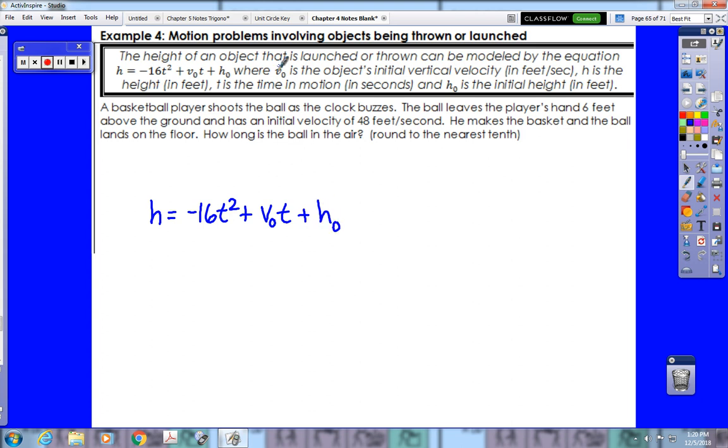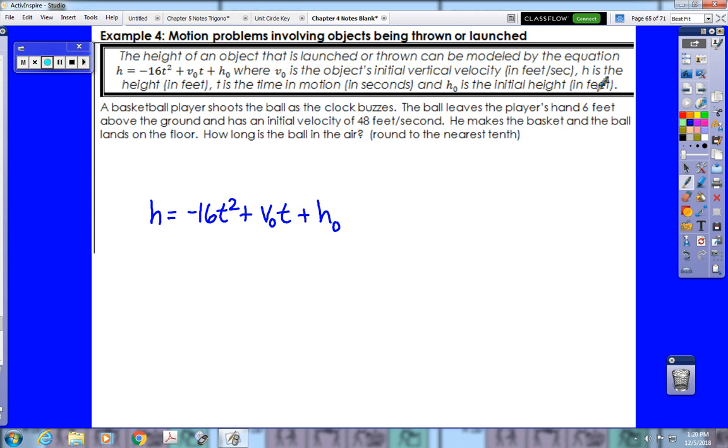It says it right up here. V0 is the object's initial velocity in feet per second. H is the height in feet. T is the time in seconds. And h sub 0 is the initial height in feet. This is a common thing to have happen on a standardized test, is they will give you an equation and explain the equation.